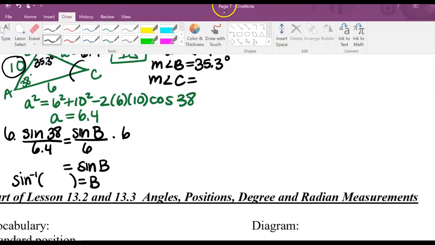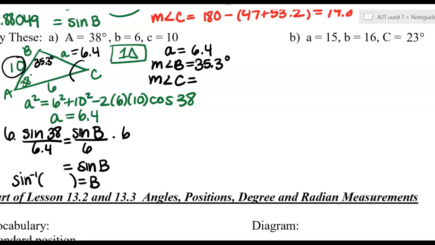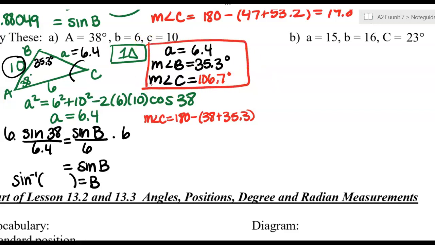And then my final step to solve this triangle would be to find angle C. And again, the measure of angle C is going to be 180 minus the sum of the other two angles, so 38 plus 35.3. And when you do that arithmetic, you should get that the measure of angle C is 106.7 degrees. And so that solves that triangle for me.